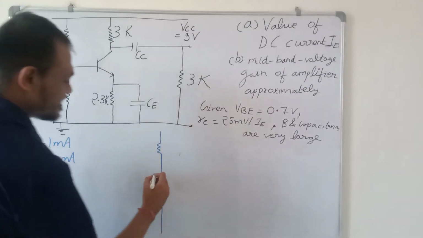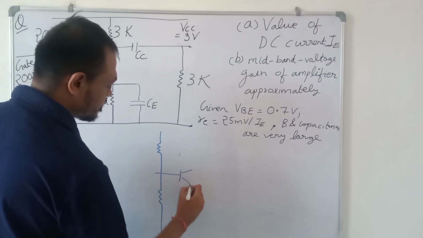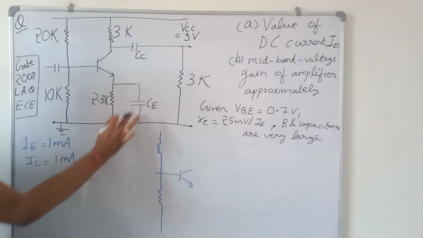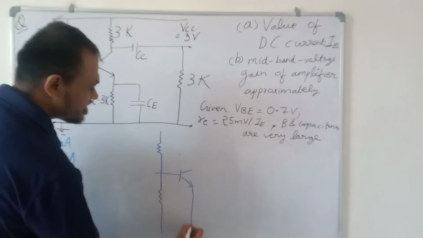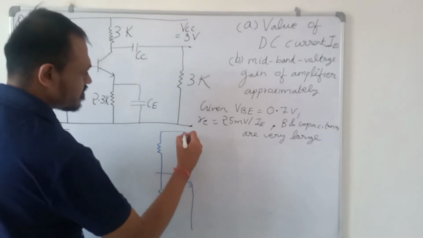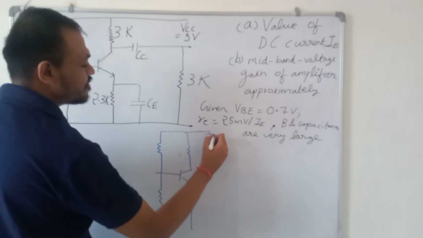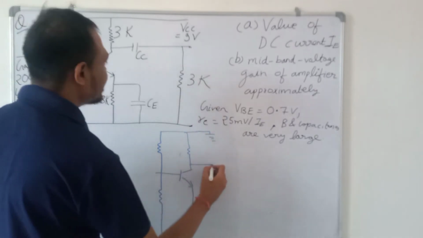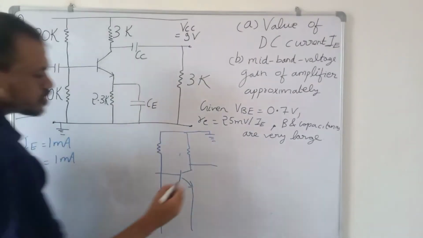So we have replaced this capacitor by a short circuit. So this resistance will have no effect, so we can remove this resistor. And for AC analysis, we have to ground the DC supply. So the DC supply is grounded. This capacitor is also shorted.